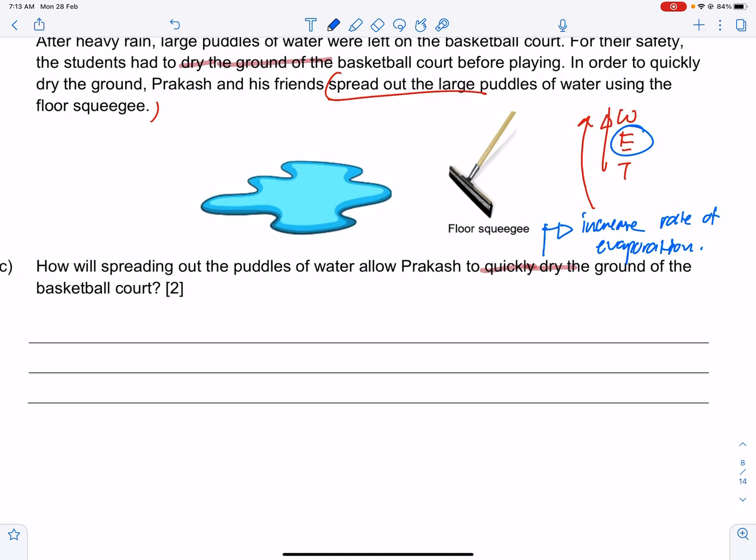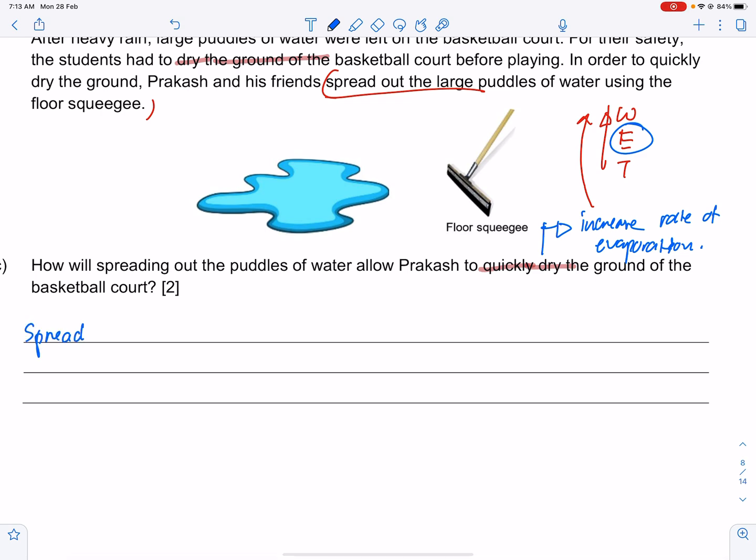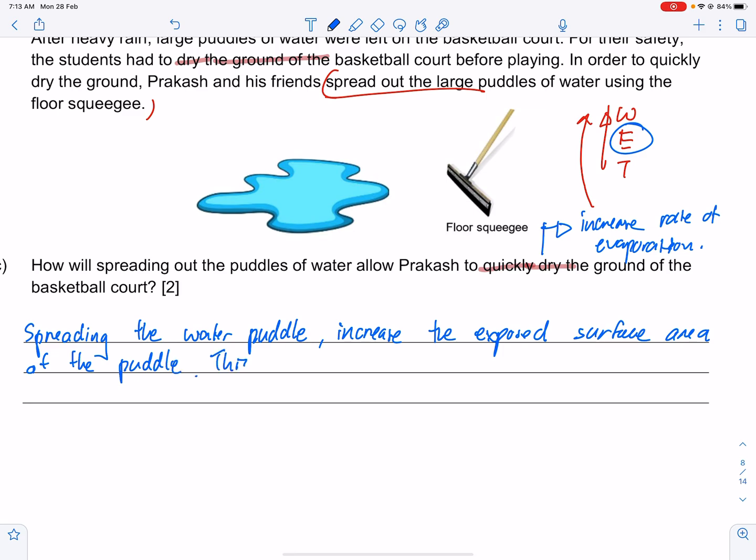All right, so how would your answer look like? Spreading the water puddle increases the exposed surface area of the puddle. This increases the rate of evaporation of the water, resulting in the ground drying faster.